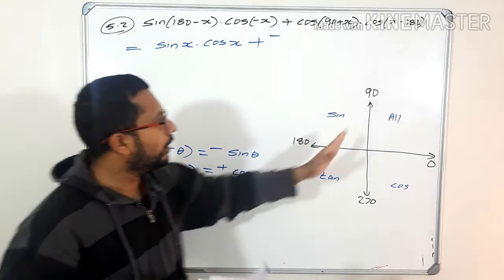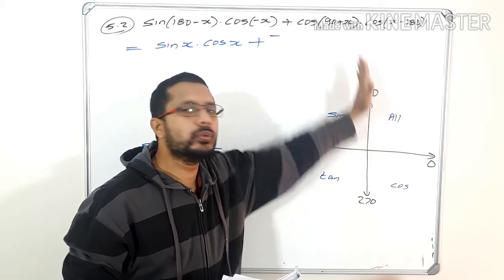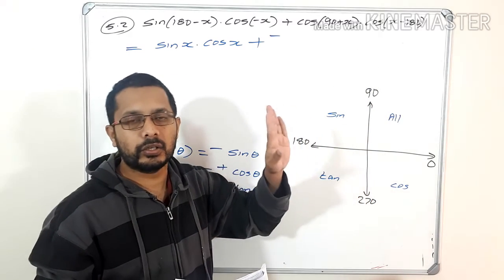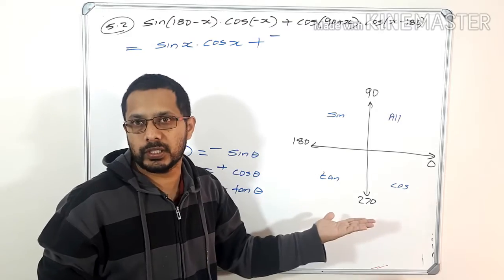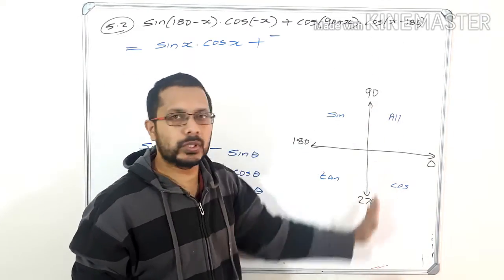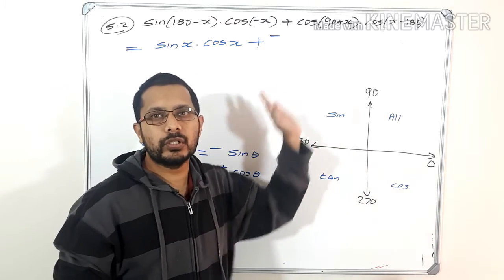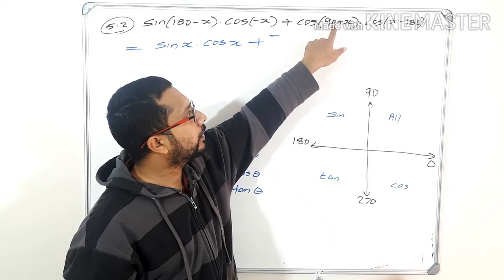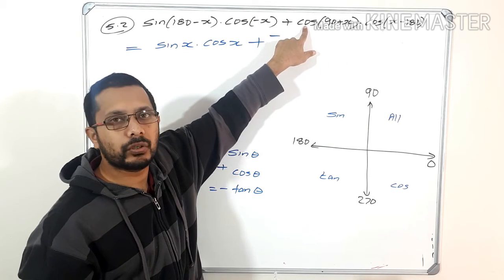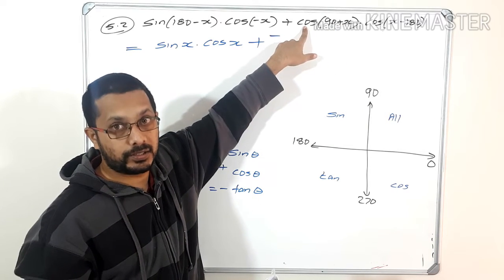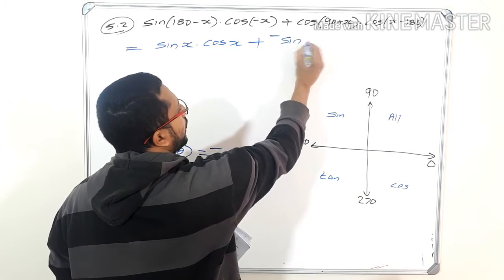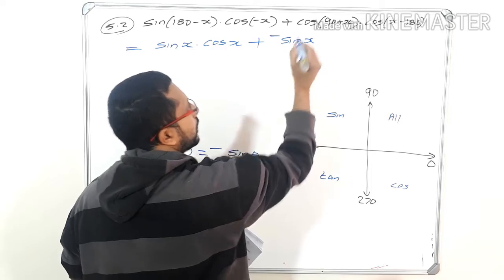Then if it is based on 90 or 270, what you have to do? You have to change the trigonometry to its co-function. That is what you studied. If it is based on 90 or 270, you have to change to its co-function. Here the reduction is based on 90, so you have to change its co-function. What is the co-function of cos? It's sine. So it is minus sine, then the acute angle is x.